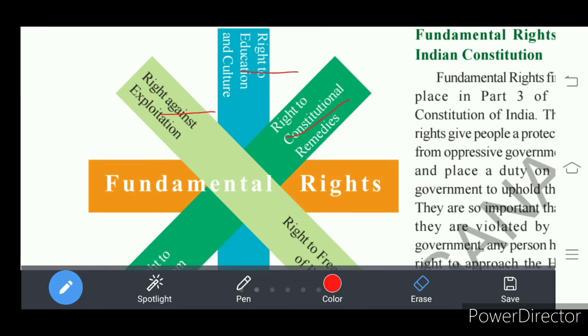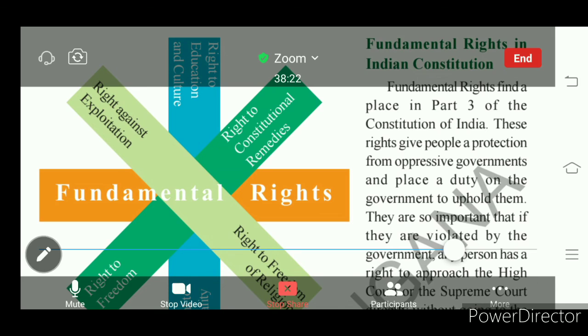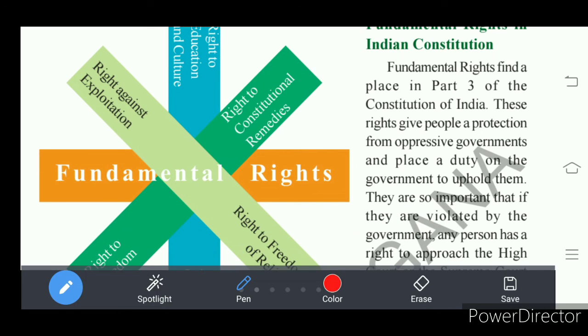Among all these fundamental rights, the right to constitutional remedies is a very important right. When there is violation of our fundamental rights, we can fight for them by using the right to constitutional remedies. If somebody is giving trouble to your rights, how do you get your rights secured? We need to go to the court. Which right allows you to go to court to protect your rights? That is the right to constitutional remedies. Among all these rights, it is a very important right.